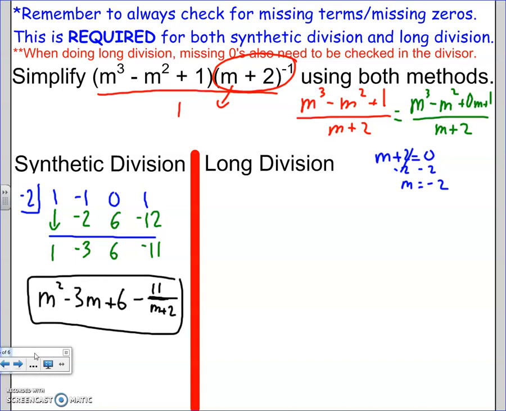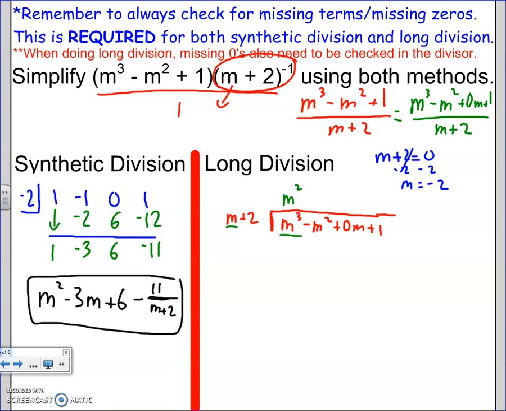Alright, let's try long division. So I'm going to make the house. Put inside m cubed minus m squared plus 0m plus 1. Again, you need a 0 there or else you mess up. It's divided by m plus 2. So I'm going to check how many times m goes into m cubed. It goes m squared times, because m cubed divided by m is m squared.